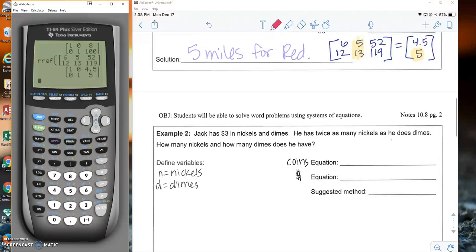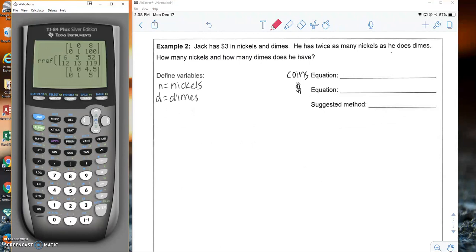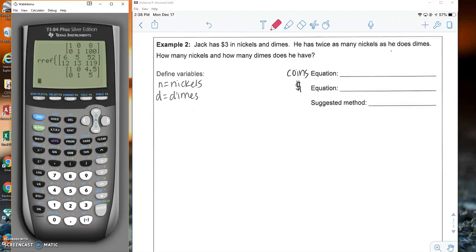Okay, and we just have one more question, problem 3. Jack has $3 in nickels and dimes. He has twice as many nickels as he does dimes. How many nickels and how many dimes does he have?